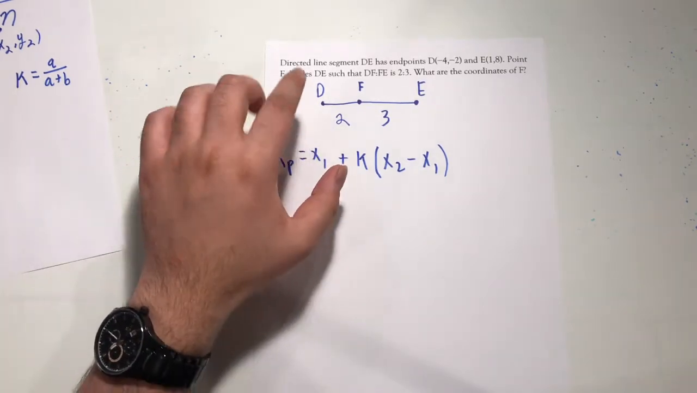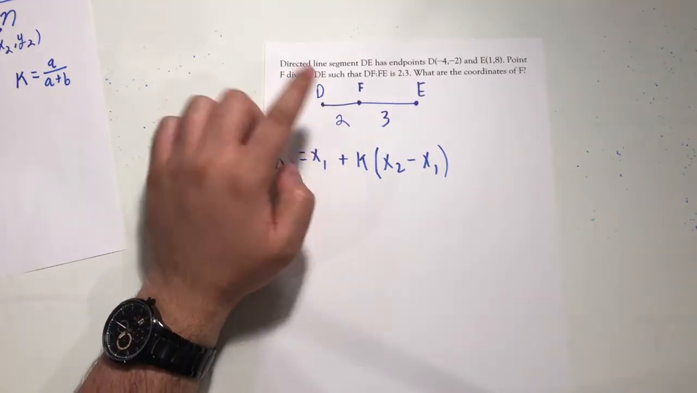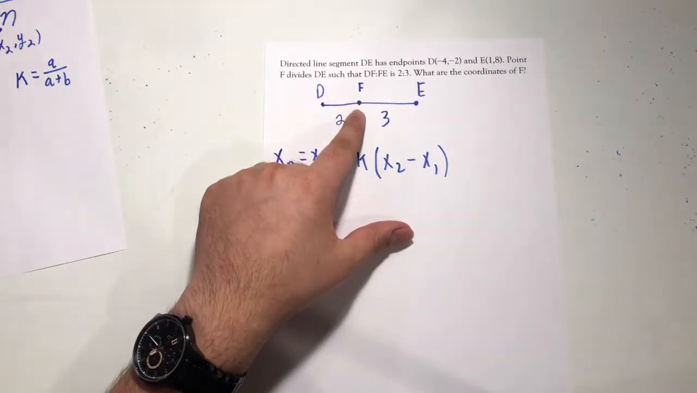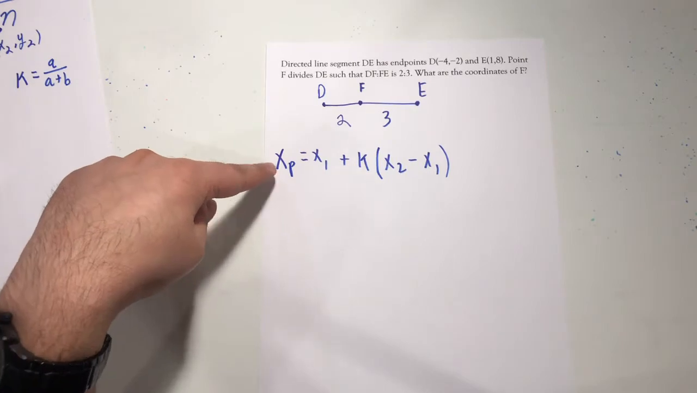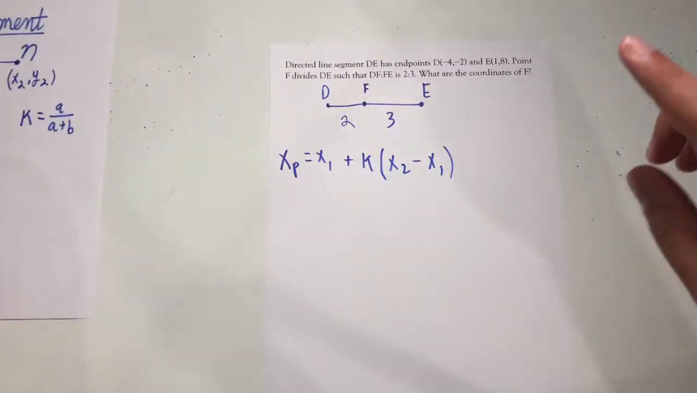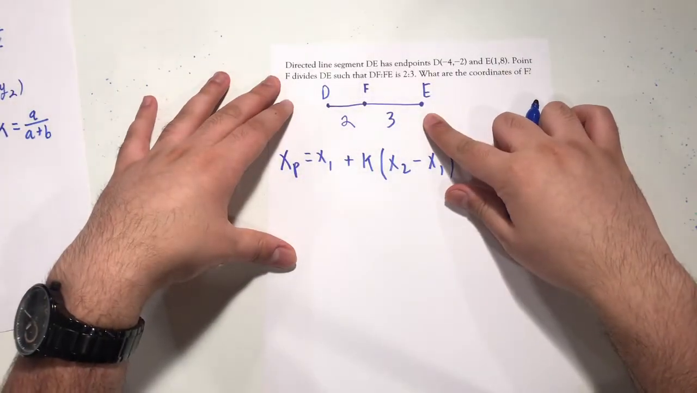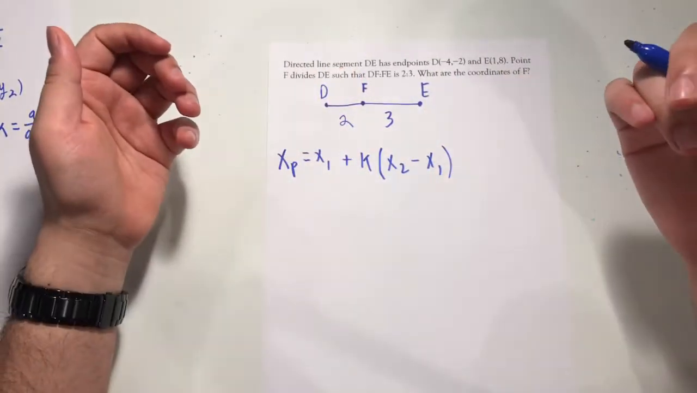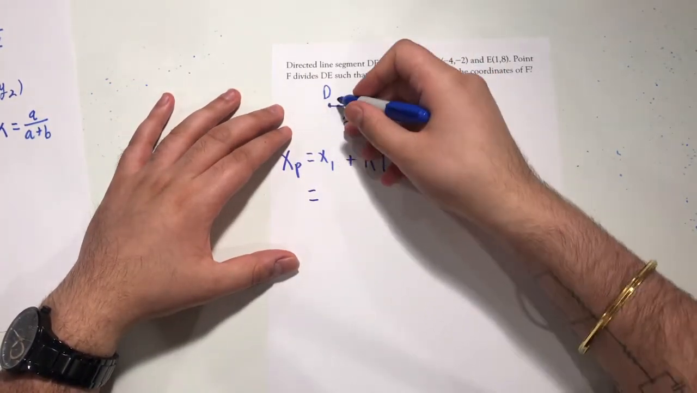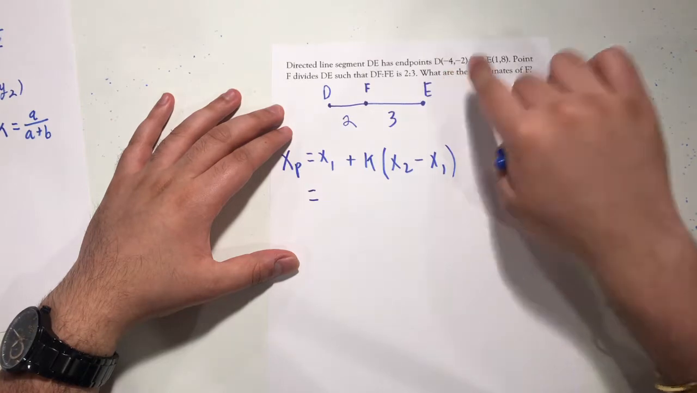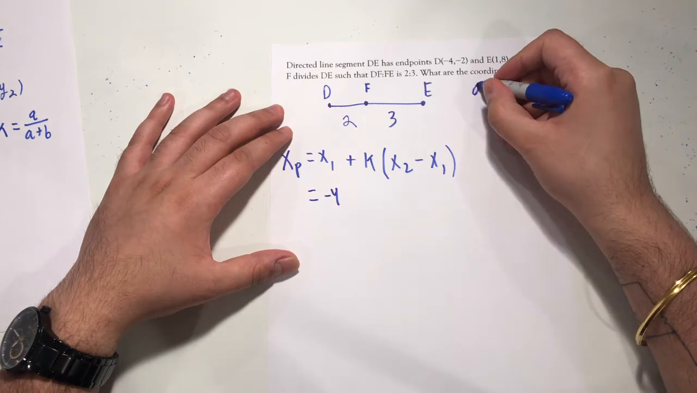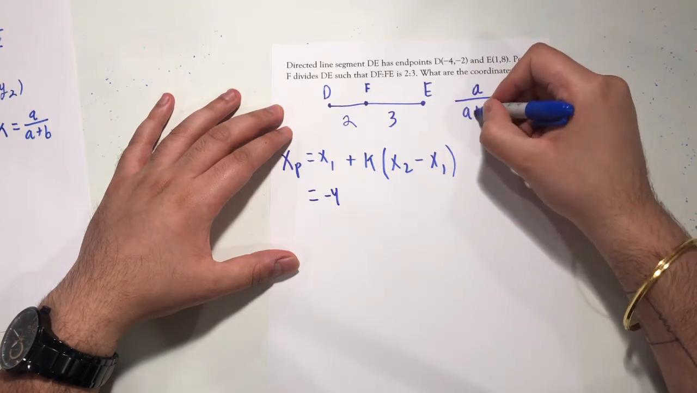Okay, now let's figure out what each of these parts are. The coordinate point all the way to your left will always be x1 and y1. Then this middle thing is always going to be x sub p, y sub p. It's going to be these two values. And the coordinate point all the way to the right will be your x2, y2. So let's start filling this in. x1 is going to be -4. K is always a over a plus b.